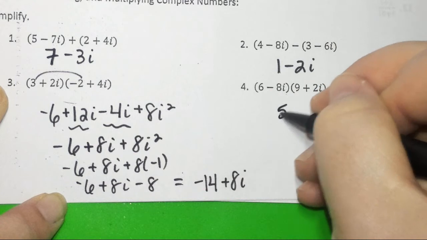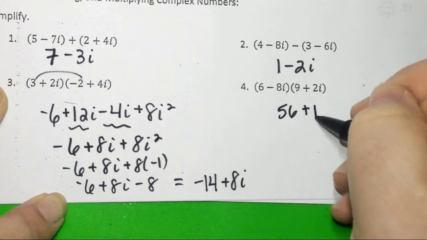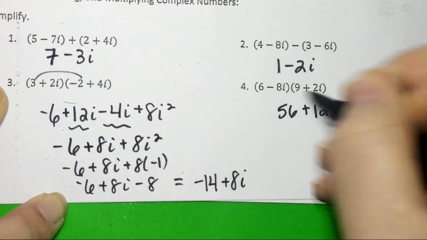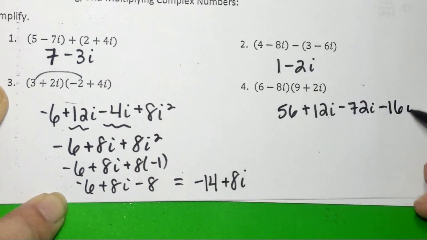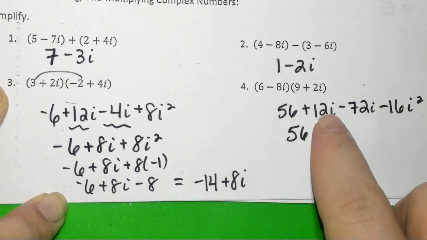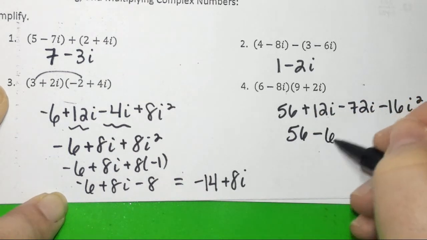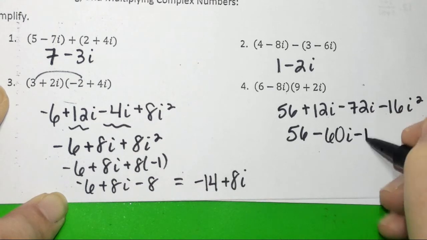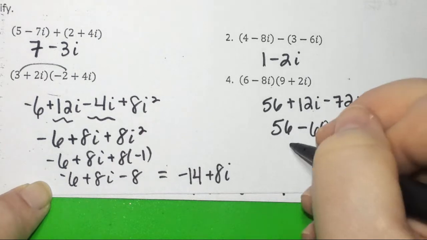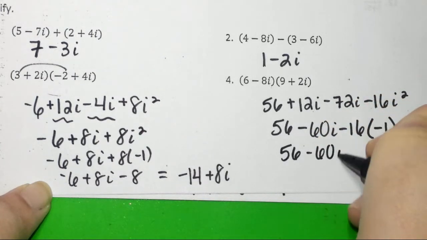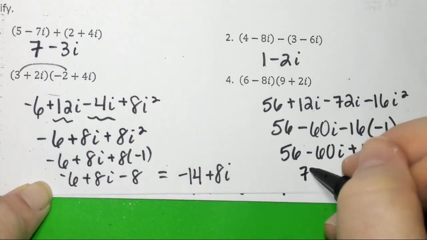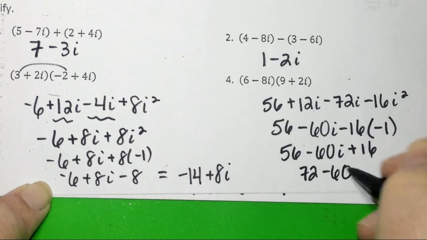6 times 9 is 56, plus 12i for the outer, inner, minus 72i, last, negative 16i squared. So I've got 56 plus, nope, not plus, 12 minus 72 is definitely negative 60i. And then minus 16, but again, I know i squared is negative 1. So I actually have 56 minus 60i plus 16. So I've actually got 72 minus 60i as my final answer.